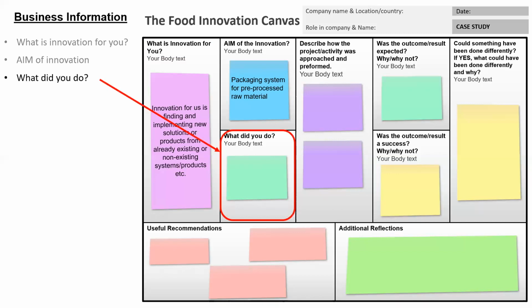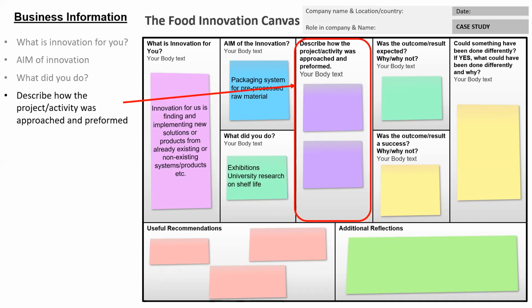We want you to continue to describe what you did. Did you do in-house lab work or did you use external labs? Did you go to exhibitions or hire consultants? In our example, they went to exhibitions to find contacts and ideas, and also reached out to the university for some help with research on shelf life.